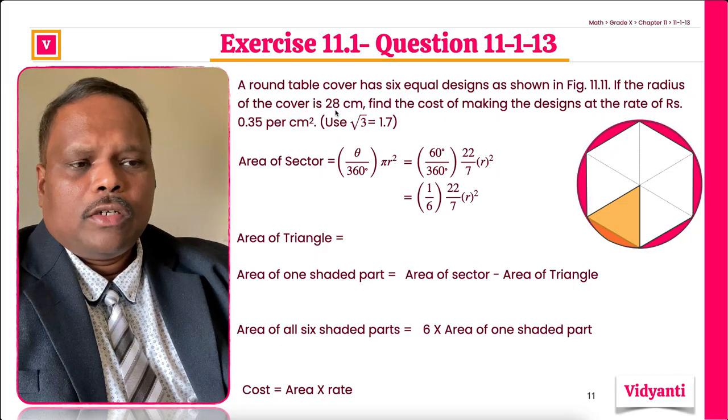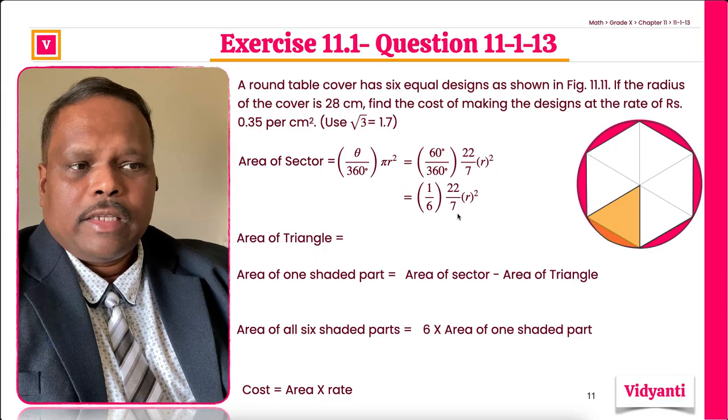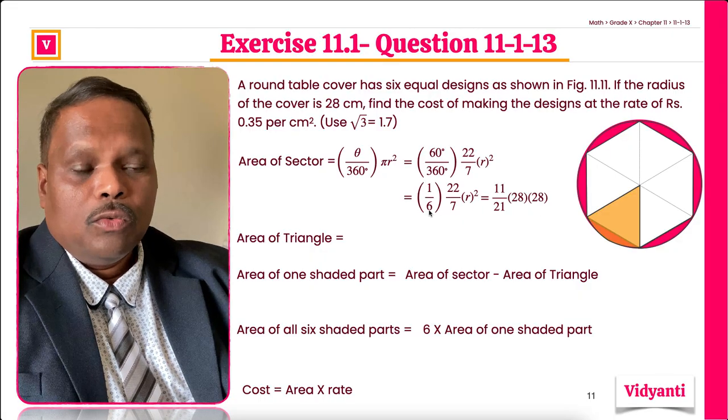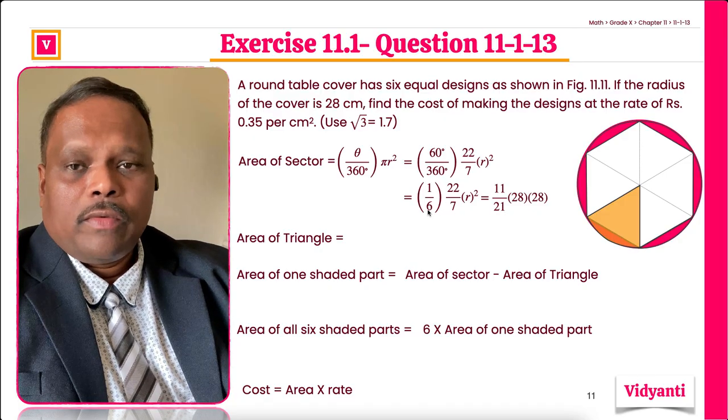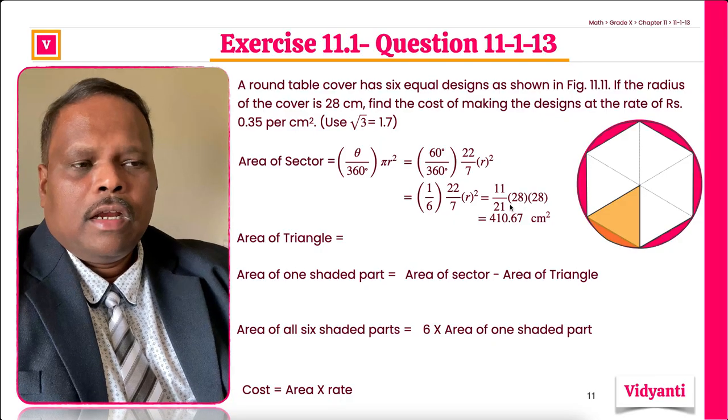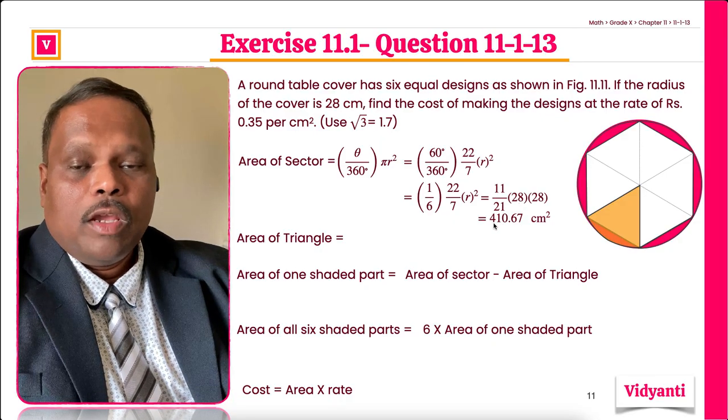So if you substitute the values, it will come out to be 1/6 of 22 by 7 times 28 times 28. Now you can get rid of a factor of 2, that will be 3. Because you are dividing by 2, this will become 11. Now you can further cancel. 7 3s are 21, 7 4s are 28, and if you do that, the eventual answer will come out to be 410.67 centimeters square. That is this yellow shaded area.